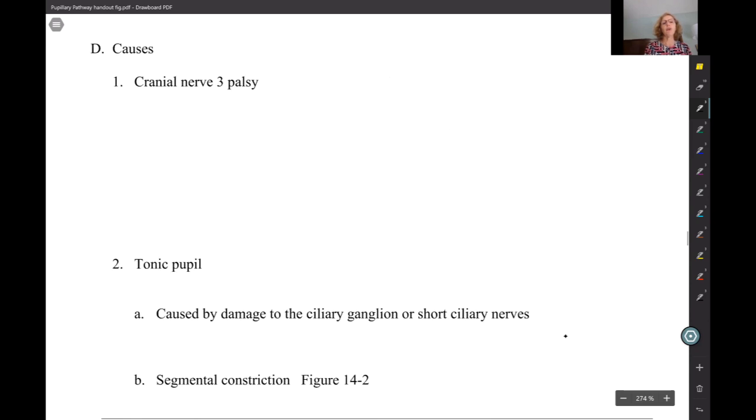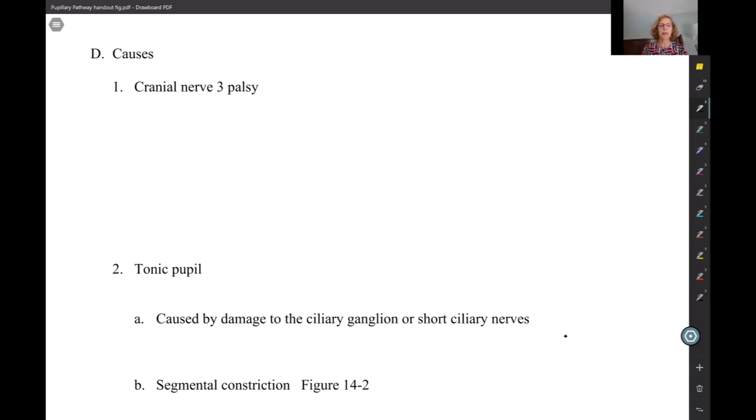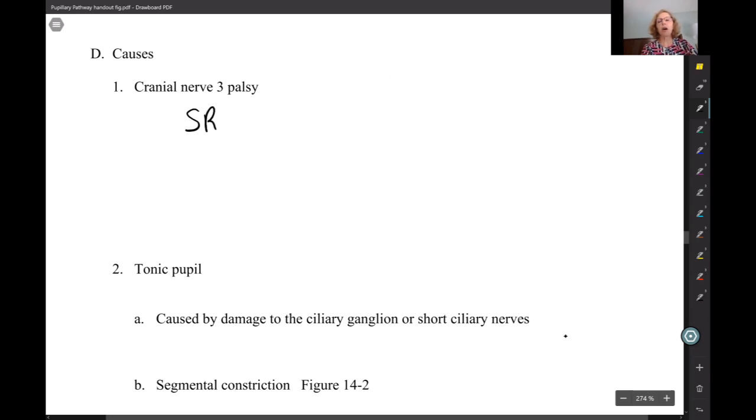There are a few causes of parasympathetic pupil abnormalities. One of those is a cranial nerve 3 palsy. Here, in addition to a pupillary disorder, we will typically get ophthalmoplegia. The superior rectus will be involved, the medial rectus may be involved, the inferior rectus, the inferior oblique, and the levator will be dysfunctional.